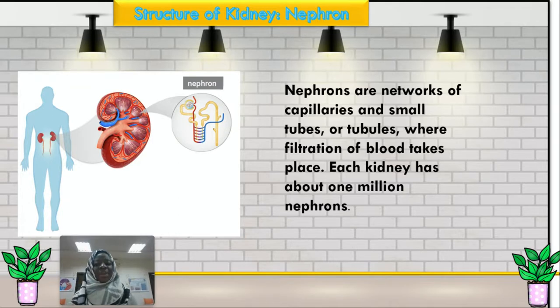Each kidney, remember we have two kidneys, each kidney has about 1 million nephrons in it for the removal of waste from the blood. Notice here we also have renal arteries. The renal artery carries blood to the kidneys. So arteries are the color red, carrying blood to the kidneys. And we have renal veins, which are the color blue, carrying blood away from the kidneys.